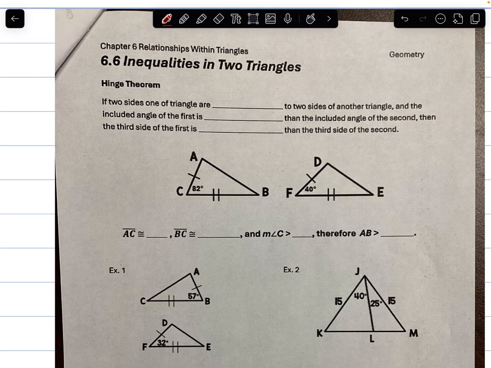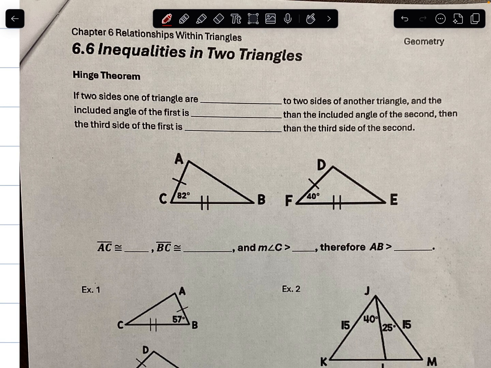Okay? All right, so the hinge theorem says that if two sides of one triangle are congruent to two sides of another triangle, and the included angle of the first is greater than the included angle of the second, then we know that the third side of the first triangle has to be greater than the third side of the second triangle.